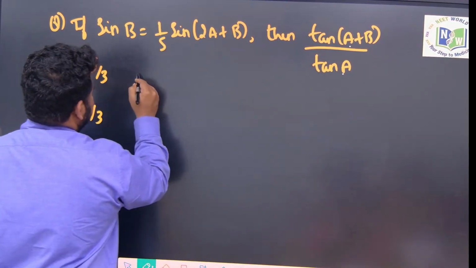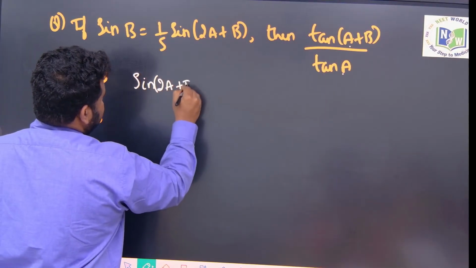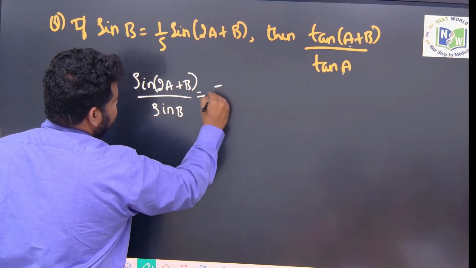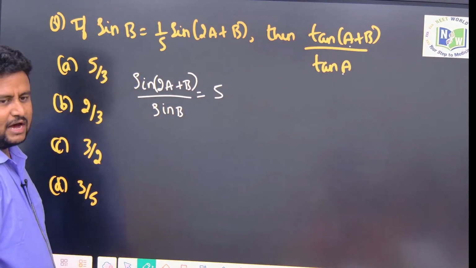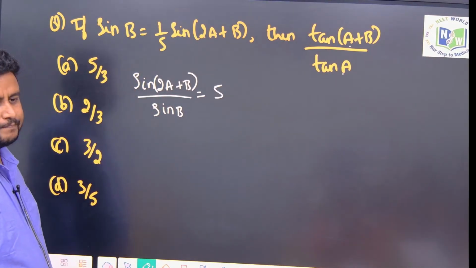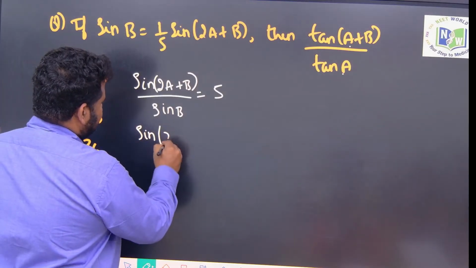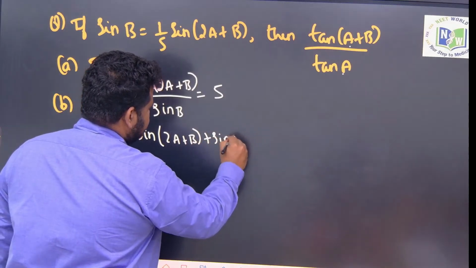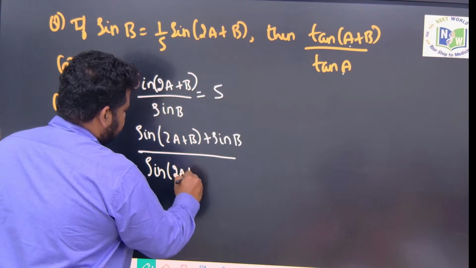Now I can write this as sin(2a+b) by sin b, which will be equal to 5. I will bring the sin b here, and 5 will go up. Now I will apply componendo and dividendo. If I apply it, this will become (sin(2a+b) + sin b) by (sin(2a+b) - sin b).